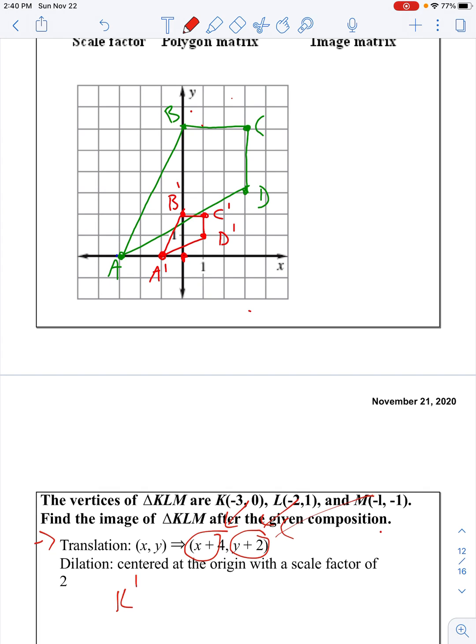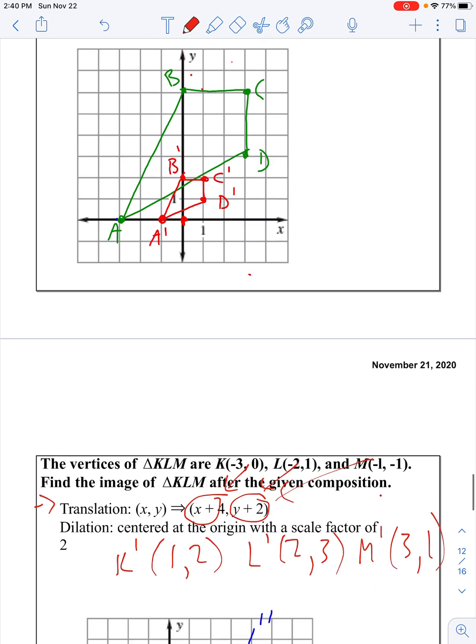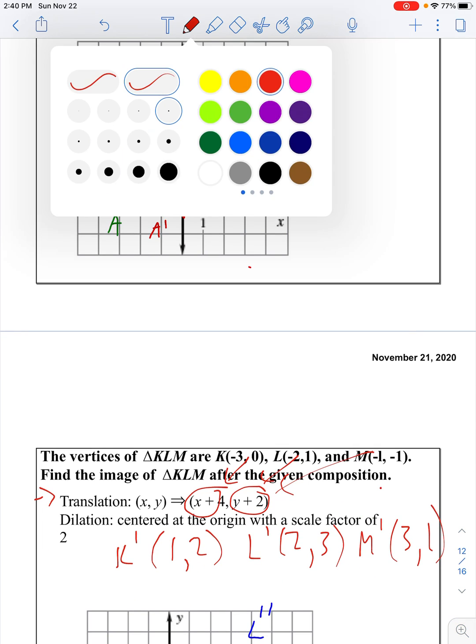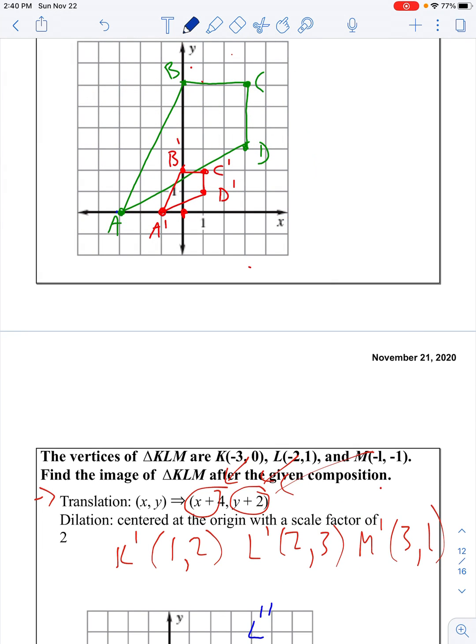So K prime, we add 4 to our x, we add 2 to our y. For L prime, we add 4 to our x, we add 2 to our y. For M prime, we add 4 to our x, we add 2 to our y. Then we are going to do a dilation centered at the origin with a scale factor of 2. To do a scale factor of 2, we just multiply all of our points by 2.